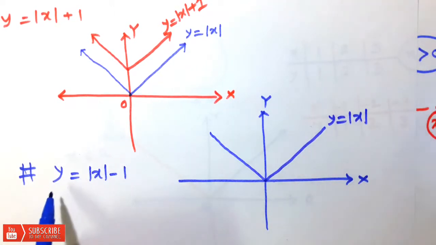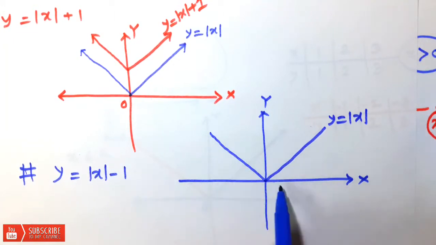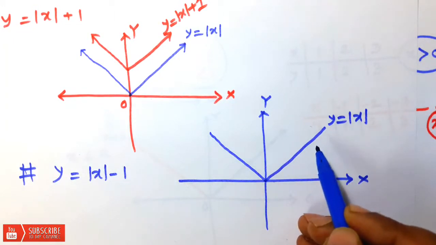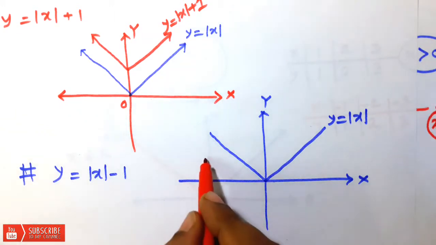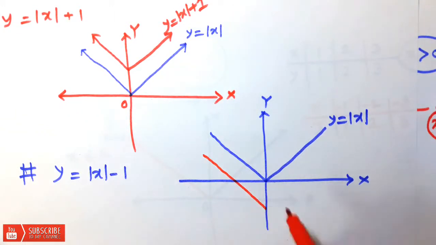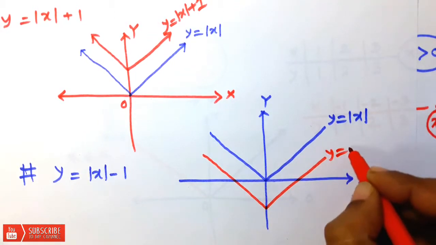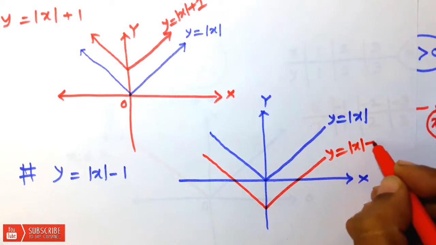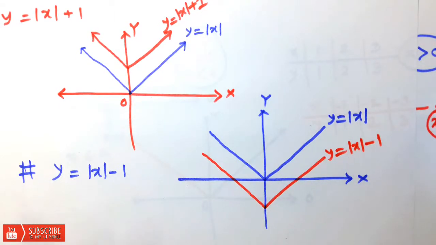Now we want to draw y is equal to mod x minus 1. So this y is equal to mod x will be shifted 1 unit downwards. Okay, so the graph will be like this one. Yes, this is y is equal to mod x minus 1.